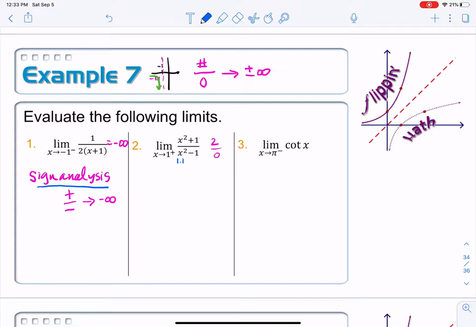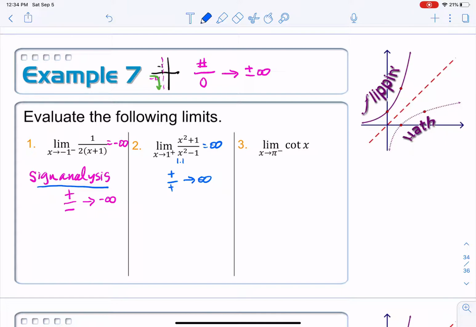Up top, no matter what, whenever I square my number and I add 1 to it, it'll always be positive. So I have a positive up top. On the bottom, when I take a number that's a little bit bigger than 1, square it, and subtract 1, this side is going to be bigger than that side, and therefore we're left with a positive number. Plus divided by plus gives me a positive infinity. So this time on the graph, this one's going to increase without bound, going to positive infinity.